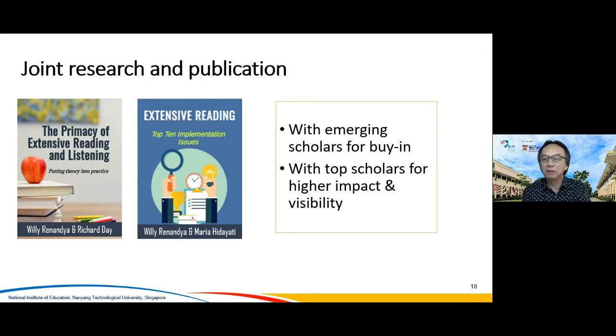I have also been writing and publishing with top scholars. And for me, this is very important. This is for high impact and high visibility. If you include a top scholar in the field as your co-author, then chances are people will also be more inclined to look at your papers.